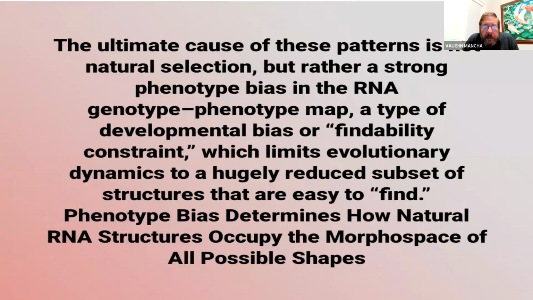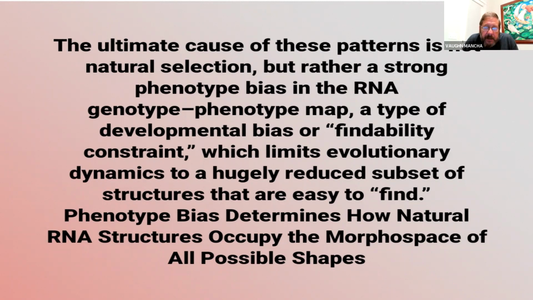In this article, they tied epigenetics to show that epigenetics will tend to push things into one particular type of formation for an organism. And so the ultimate cause of these patterns is not natural selection. I mean, that's a slap down right there, but rather a strong phenotype bias in the RNA genotype-phenotype map, a type of developmental bias of findability constraint, which limits the evolutionary dynamics to a hugely reduced subset of structures that are easy to, quote unquote, find.